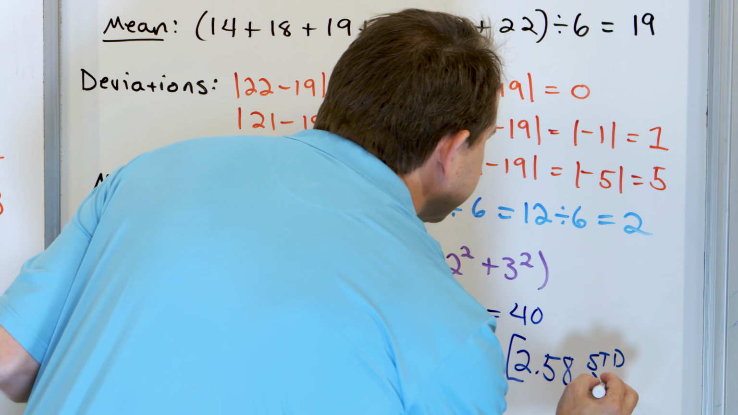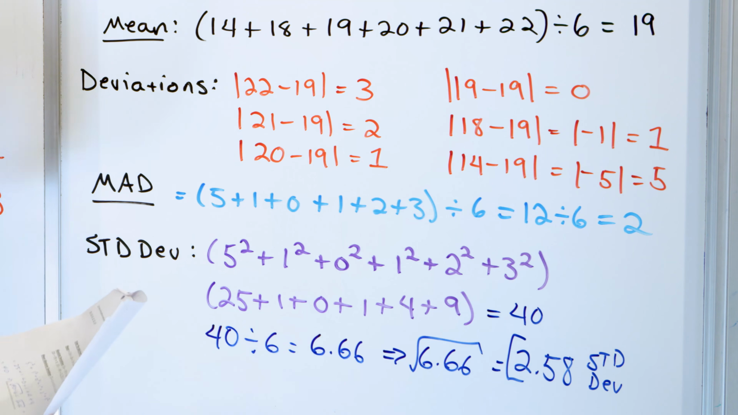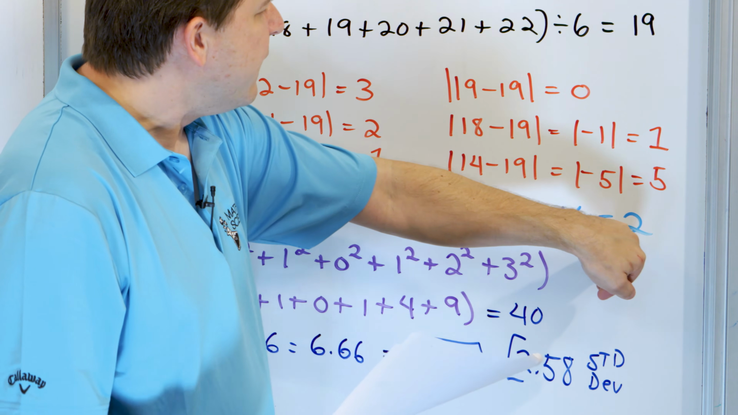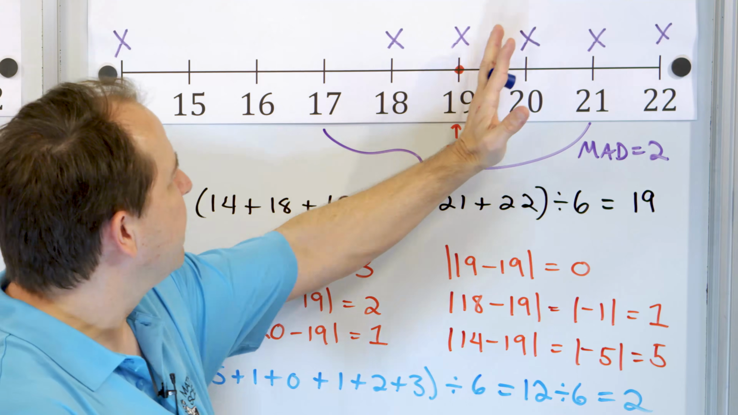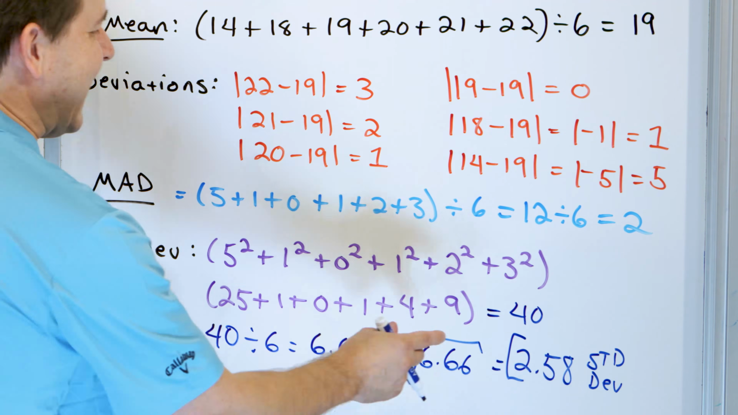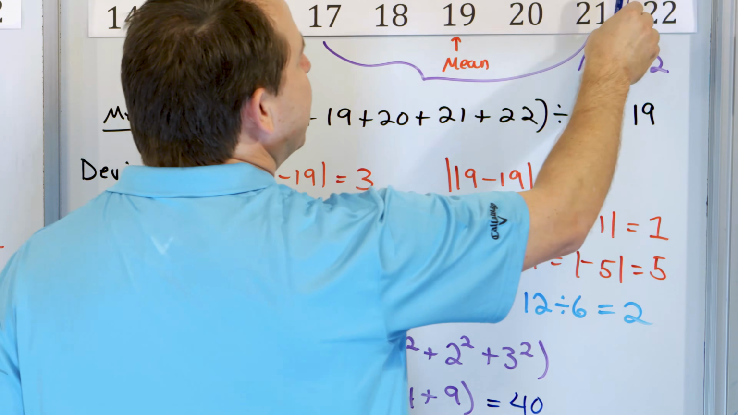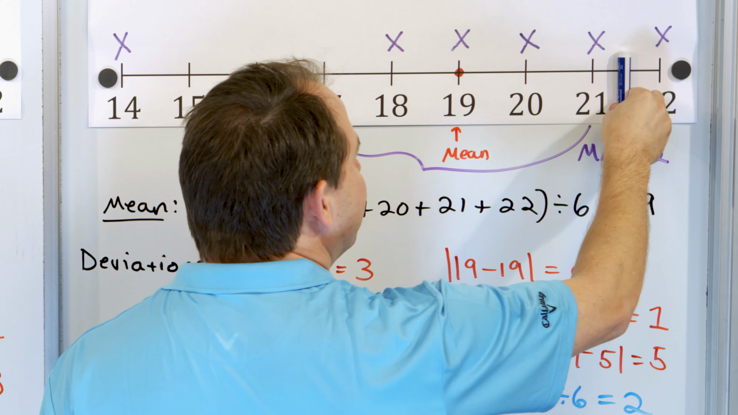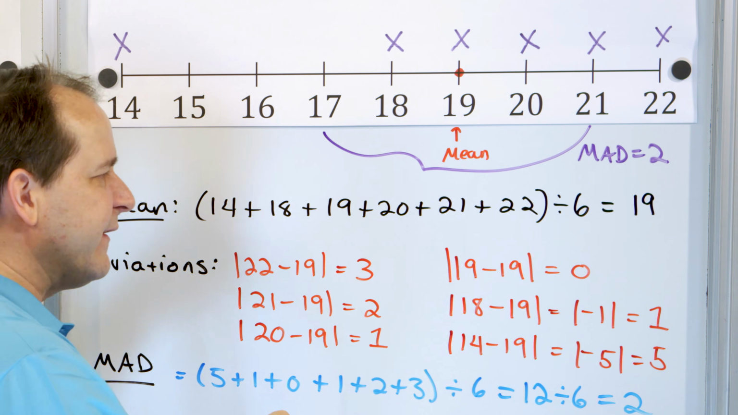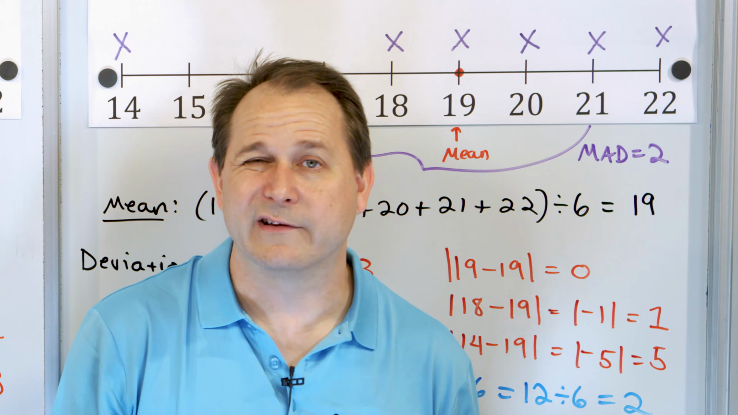Standard deviation, 2.58. Notice the MAD that we calculated before was 2. So we said that most of the data would fall between plus or minus 2 of the mean. When we do a very similar calculation, the standard deviation is 2.58. That would be somewhere over here, plus 2.58 about the mean, and minus 2.58 about the mean. It's just a slightly different calculation. It's actually used a little more often.